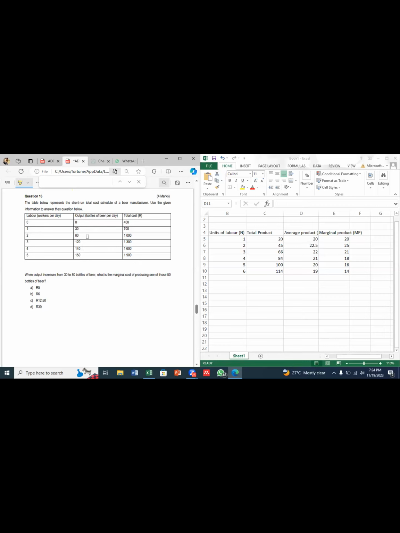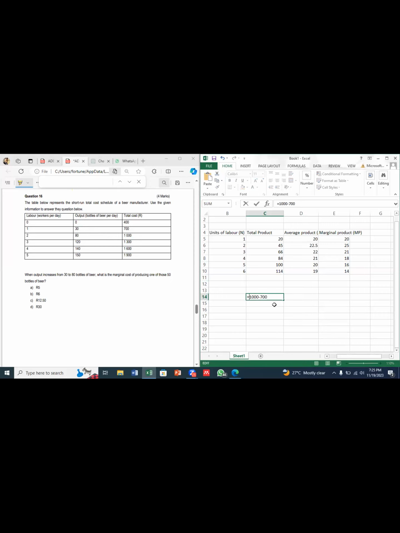Then there we have 700. We have a change when output increases from 30 to 80. What is the marginal cost of producing one of these 50 bottles of beer? Then there we have a change in total cost from 700 to 1,000. So we're supposed to aggregate the cost per unit of that particular element, so that we will be able to understand what is the additional cost when we are using 50 bottles of beer. The most important thing for us to get is the marginal element in between these elements. The 50 bottles is the 80 minus 30 there. So therefore, we're going to say 1,000 minus 700 divided by 80 minus 30, which is 50.